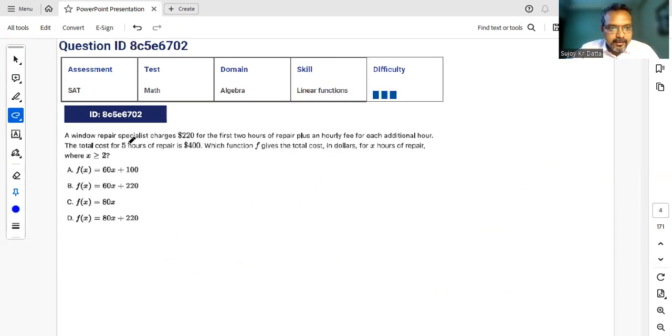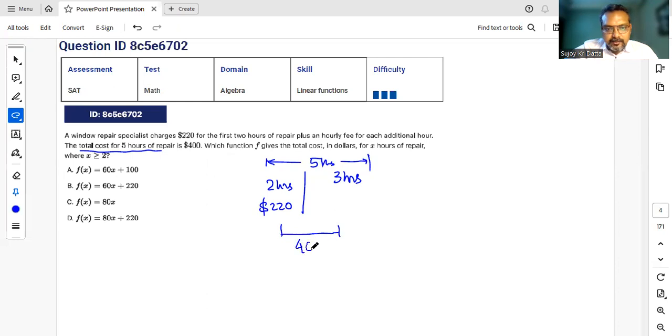Now here it says a window repair specialist charges $220 for the first 2 hours. Okay, so 2 hours gone and you have paid that guy 220. Now it says that there's an hourly fee for every additional hour. The total cost for 5 hours. So now 5 hours means you have an additional 3 hours. That's what would make 5 hours. And now you are saying that the total cost is 400. So that means these two together make 400. That means this side is 180, 400 minus 220. So for 3 hours it is 180. So that means it is at the rate of $60 per hour.